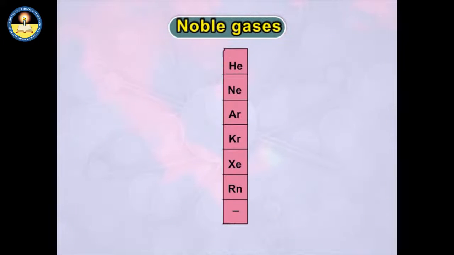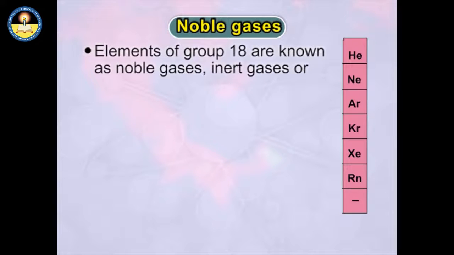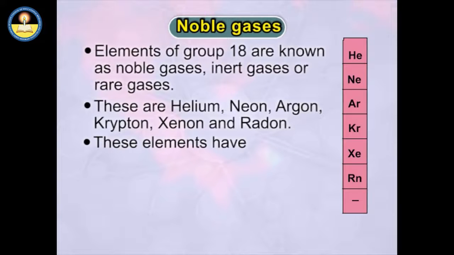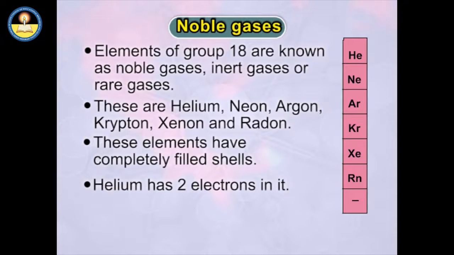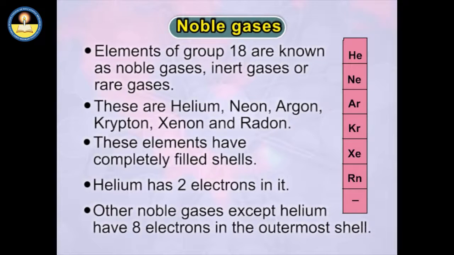Noble gases. Elements of group 18 are known as noble gases, inert gases or rare gases. These are helium, neon, argon, krypton, xenon and radon. These elements have completely filled shells. Helium has 2 electrons in it. Other noble gases except helium have 8 electrons in the outermost shell.